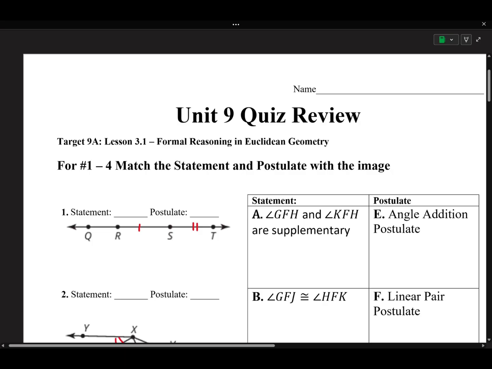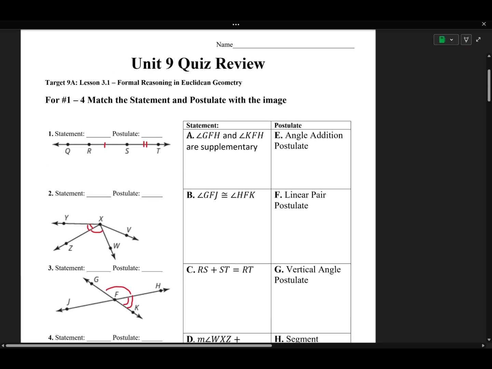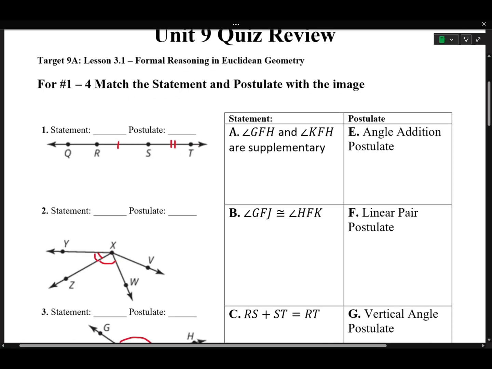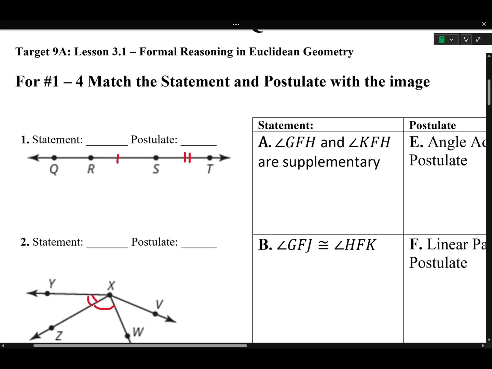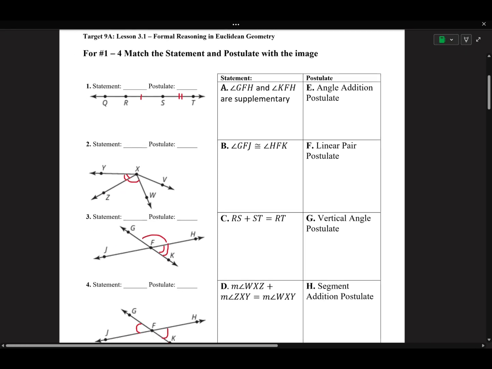Let's get started. In numbers 1 through 4, so this very first page, what we're going to do is match the statements and postulates to the images. Let's start with number 1. Number 1 is our only line, and lines are called segments. So let's take a look at what we can figure out from there.